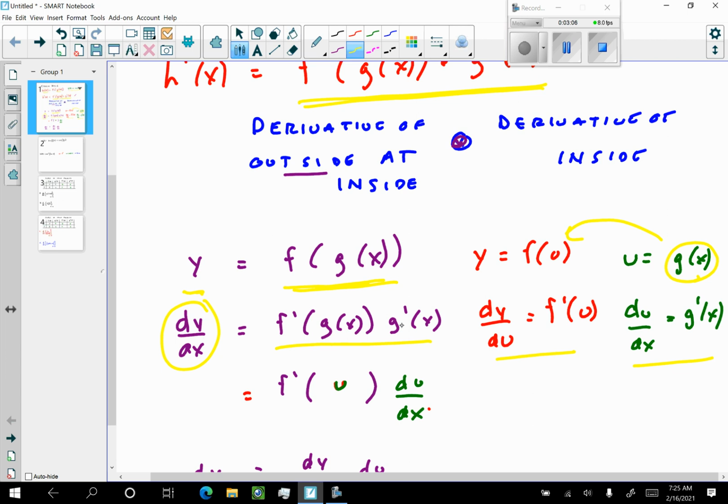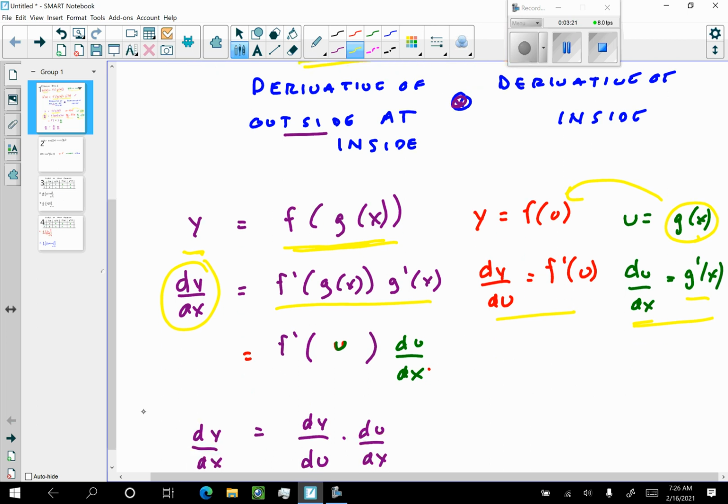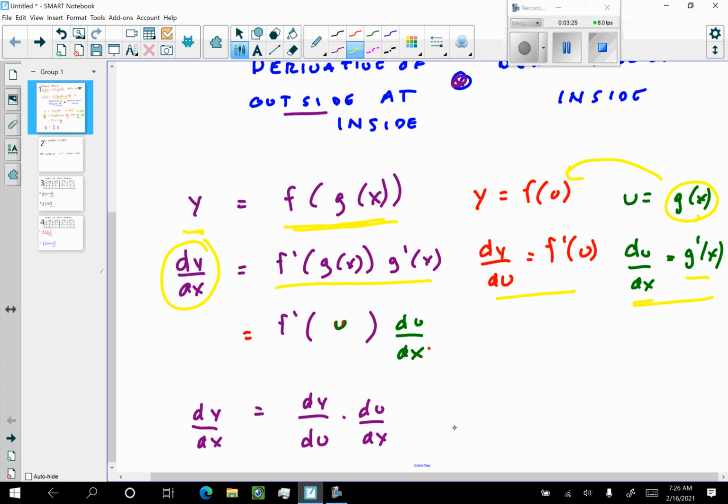and I have f prime of u times g prime of x, and now I'm just going to fill in the pieces. Well, what is g prime of x? G prime of x right here is du/dx. I put u in for g of x. Well, what's f prime of u? dy/du. And here I have this Leibniz notation. So dy/dx is dy/du times du/dx.